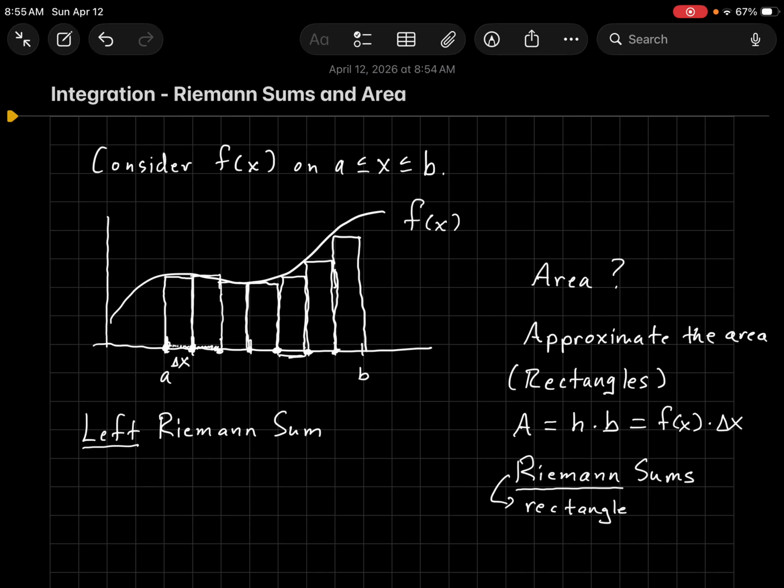So the name of the Riemann sum is telling you which x value on the subinterval we should use to draw upwards to get the height of our rectangle, whose base is delta x.